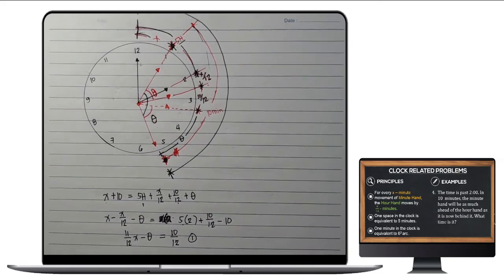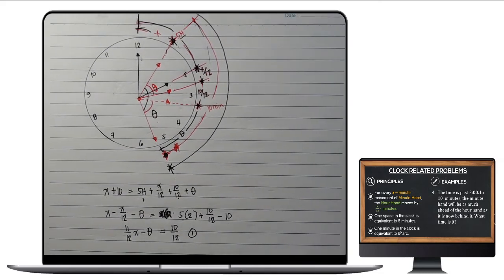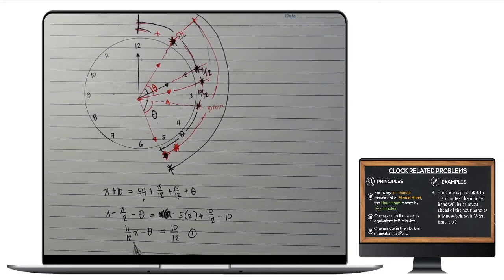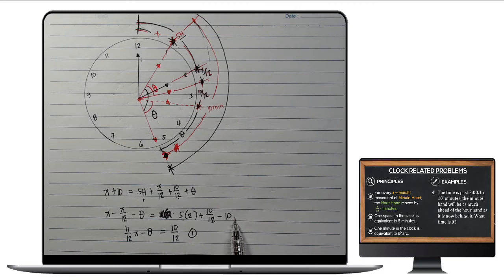Okay. So x minus x over 12 is 11 over 12x minus theta. Then 5 times 2 is 10 minus 10 is 0. So we will have 10 over 12. So that is simply 11 over 12x minus theta is equal to 10 over 12. So that is your equation 1.